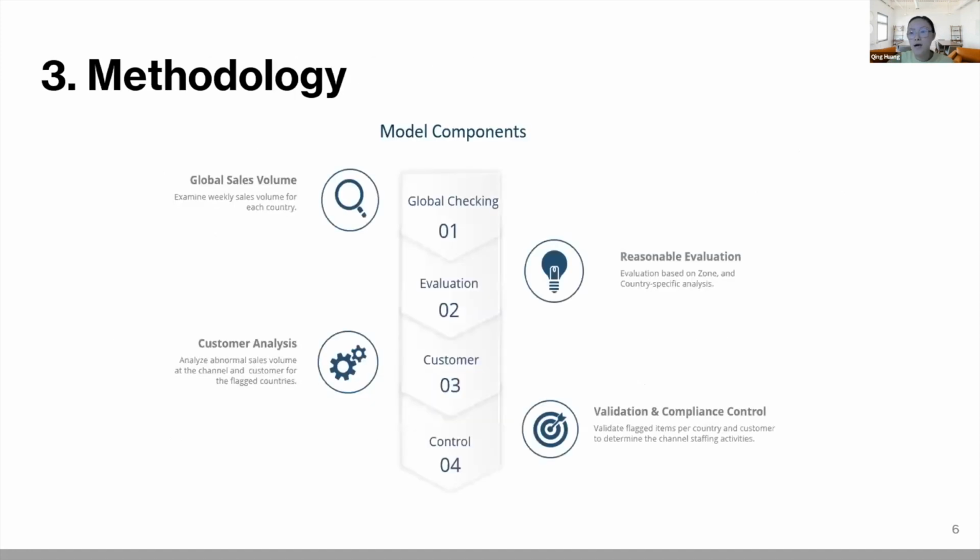So here is the architecture of the model. We have 4 layers. The first layer is the general sales volume analysis.